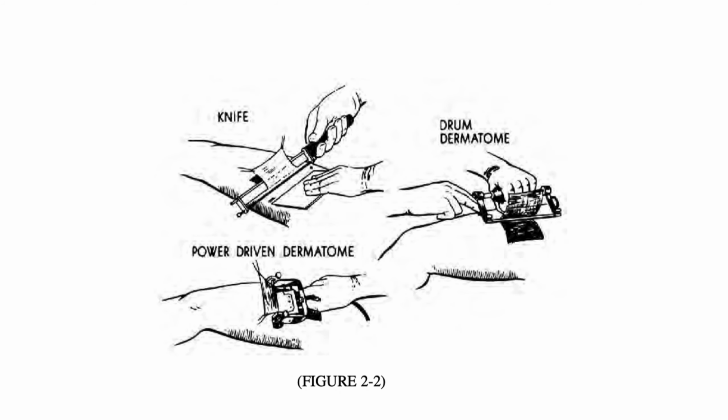Okay, these are the various methods of how we obtain grafts in the OR. So it could be by a knife, by a drum dermatome, or by a power-driven dermatome. We usually use the power-driven dermatome.